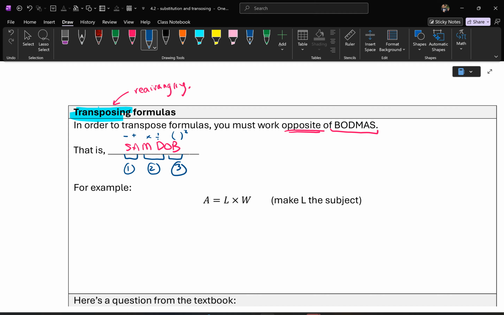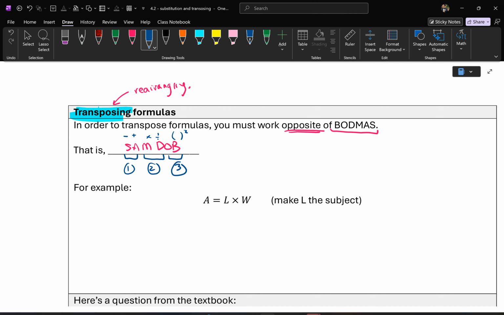If S is minus, A is plus, M is times and D is division, then what's O? O is order, which back then they used to call powers orders. So O and B: orders means the powers, and B means brackets. So you would have to get rid of the order first before you get rid of the brackets. Whereas with multiplication and division, it doesn't matter which one, just move from left to right. And the same thing with subtraction and addition, you move from left to right.